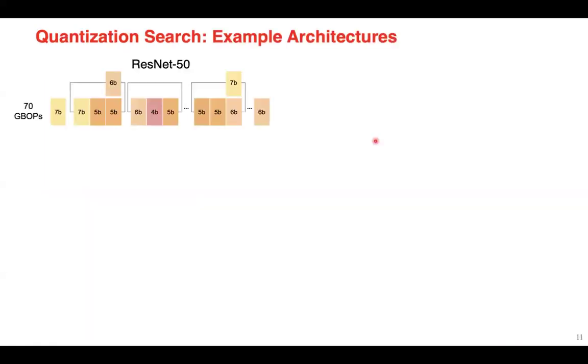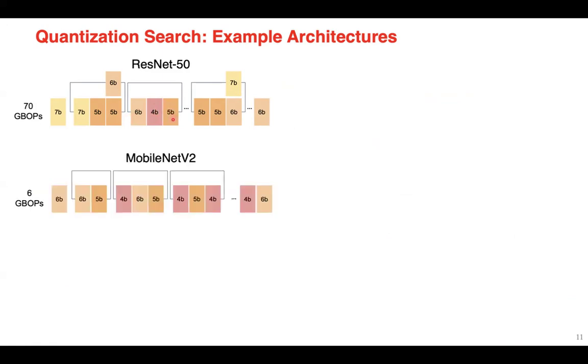So here are some output examples from the FLIQS search. On the integer side, this is a ResNet-50, which I've already gone through the overall trends. And here's a MobileNet v2. So similarly, the first and last layers receive higher precision, but also this middle depth-wise convolutional layer also gets higher precision.